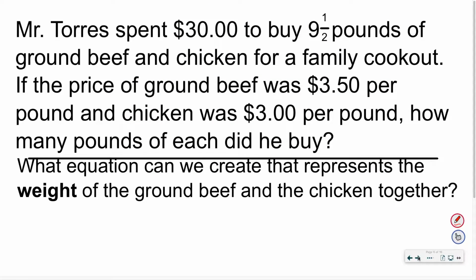So let's start with the weight. What kind of equation can we write regarding the weight of the food that Mr. Torres bought? B plus C equals 9.5. Can someone explain that in a sentence? What that equation that we just came up with means? Beef and chicken equals 9.5 pounds.